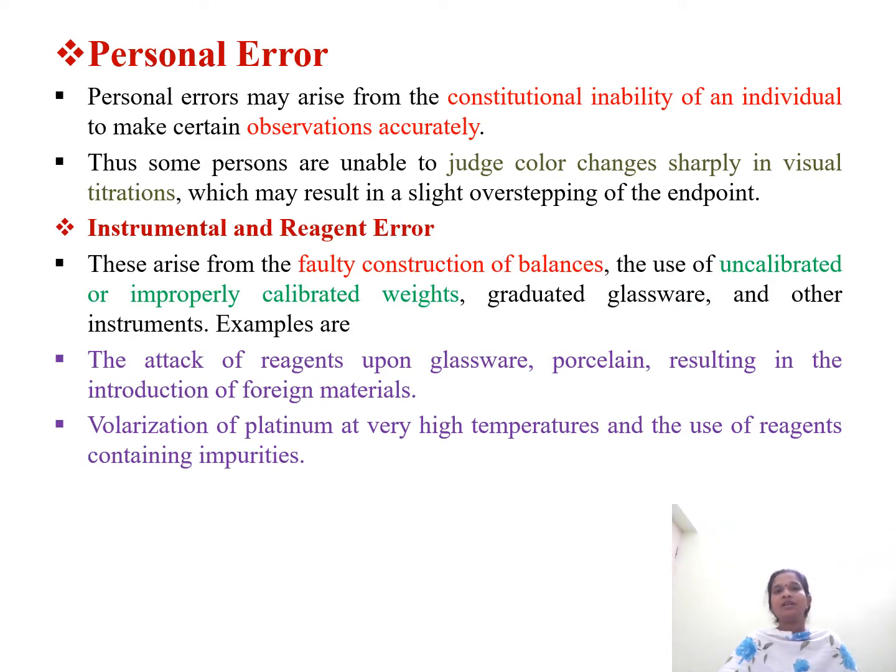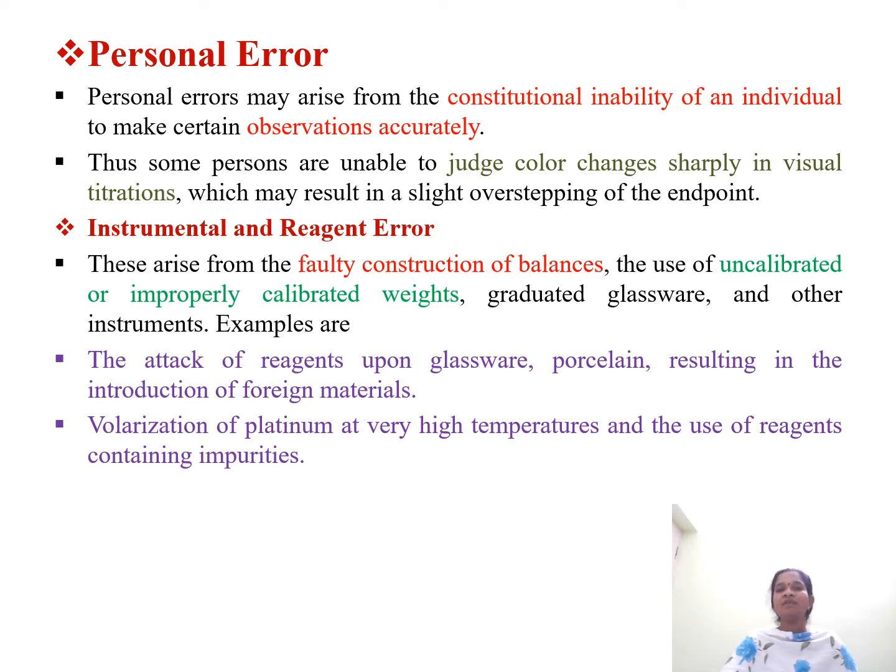The next one is the personal error. The personal error may arise from the constitutional inability of an individual to make certain observations correctly. Thus, some persons are unable to judge color changes sharply in visual titrations, which may result in overstepping of the endpoint. Next, a common error is the instrumental and reagent error.